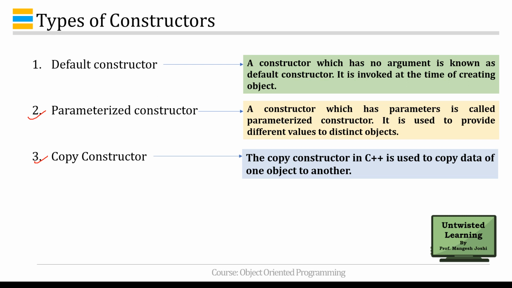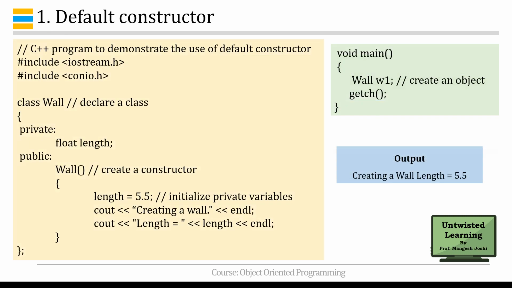So let us understand the three types of constructors using a program. First of all, we will see a program related to the default constructor. We have included the required header files iostream.h and conio.h. We have declared a class called wall. Since this language is case sensitive, you have to see the spelling as well as whether capital or small letters are used. So class wall is created.